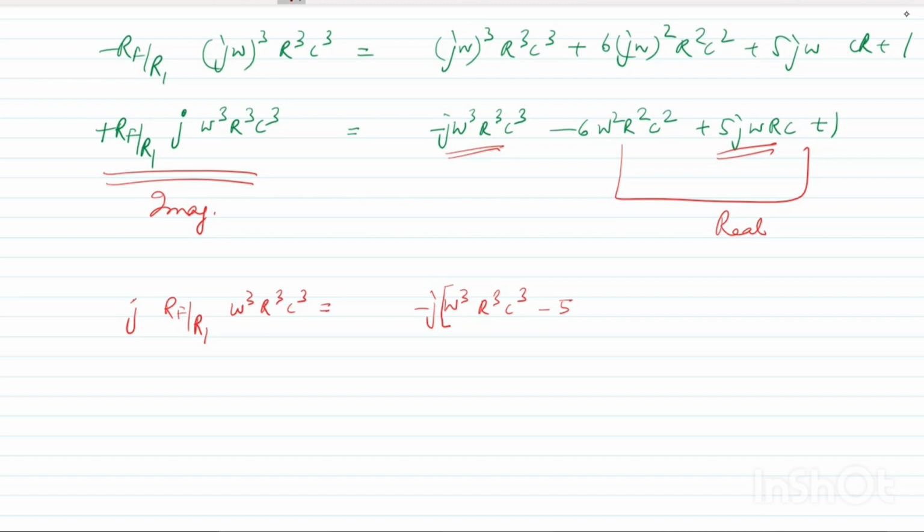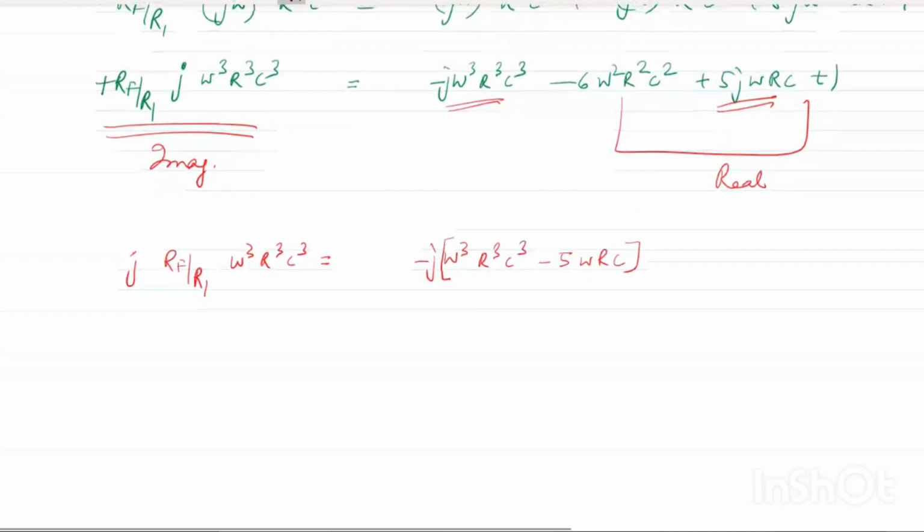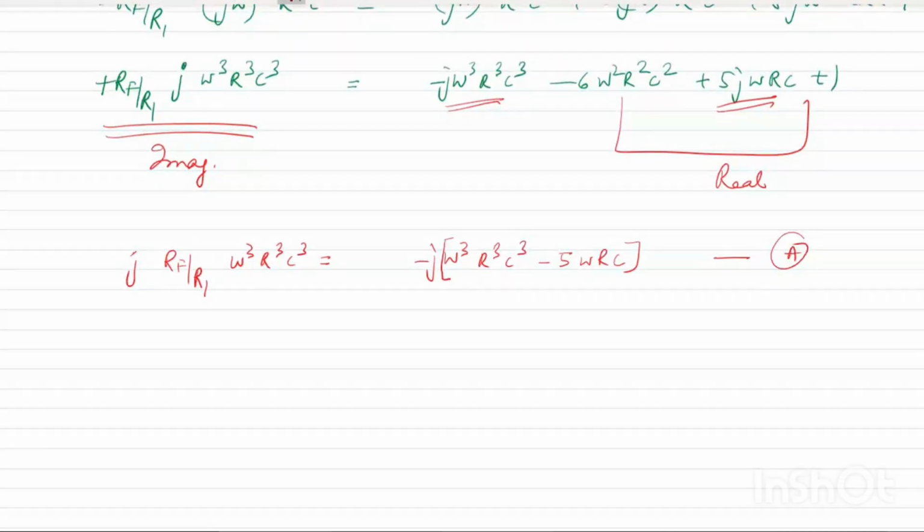तो अंदर आ जाएगा minus 5 omega RC. Right? This is imaginary term. What is real term in the right hand side? This is your equation number A. Suppose हमने imaginary term को compare किया. What is real term in the left hand side? Left hand side real term is 0. We are comparing imaginary term. Real term in the left hand side is 0. Right? Left hand side imaginary real term is 0.